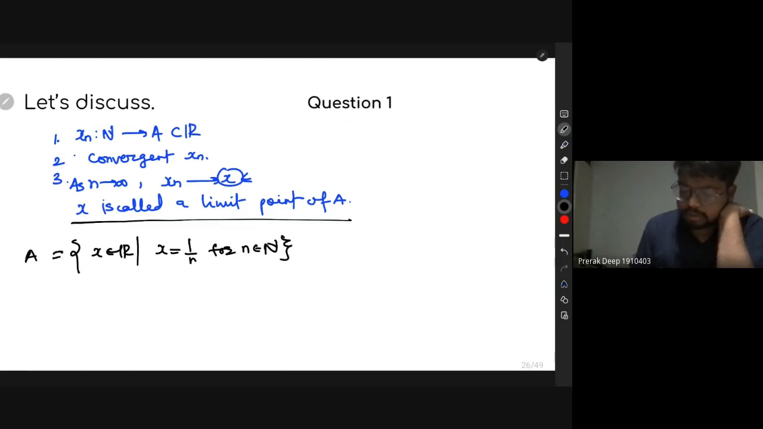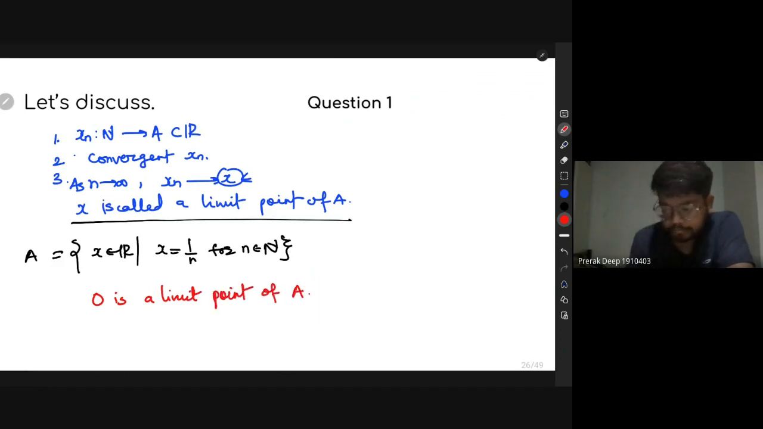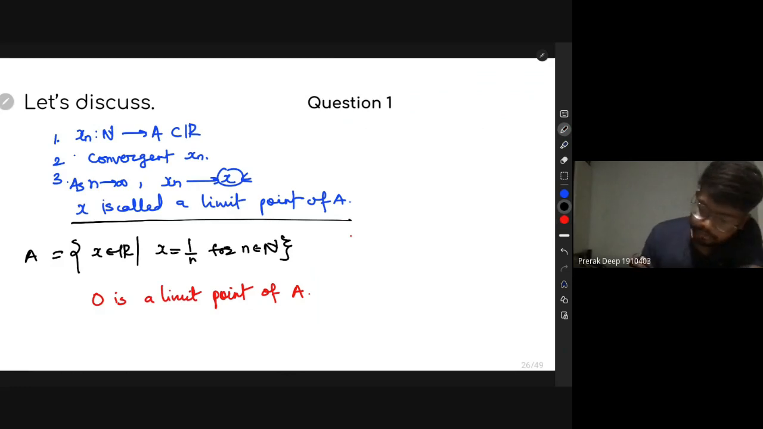So if I call this set A, what is a limit point of this set? The limit point of this set, as you all clearly know, is 0. So 0 is a limit point of A. Okay, so that is the limit point of the set A.